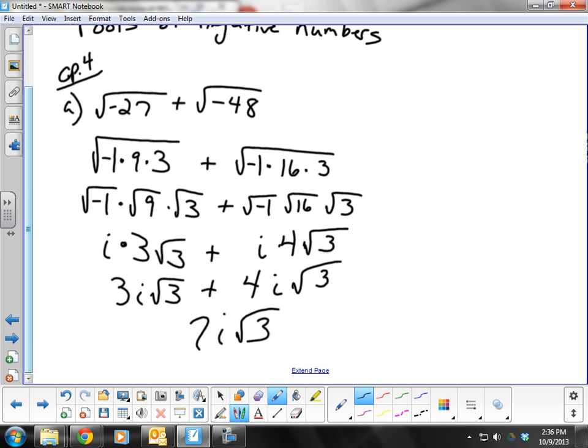So give yourself a list of perfect squares over to the side and kind of have it to look at, and see what's the largest perfect square that will divide evenly into your number. That's going to shorten your work on this.